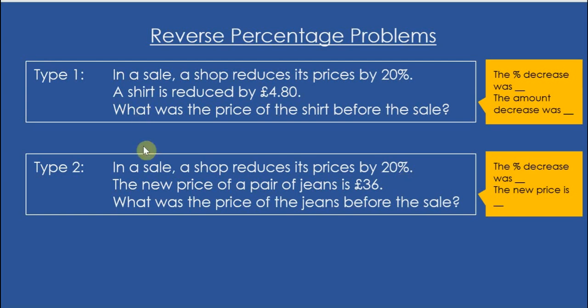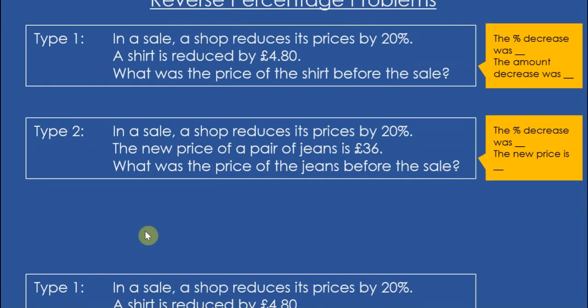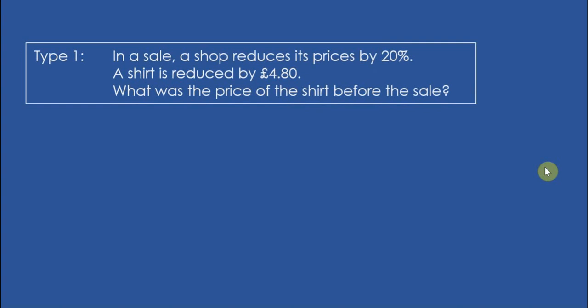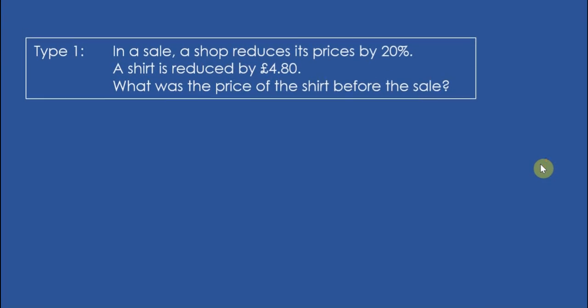And the reason I've split these into two different types is that I would advocate using only one particular method with this one, whereas there are two that are just as good as each other for that one. For this first type, let's have a look at that then, and let me explain which method I would use. If it tells us that it's reduced its prices by 20% and it's reduced a certain price by £4.80, then we know that £4.80 must be 20%. So write that down.